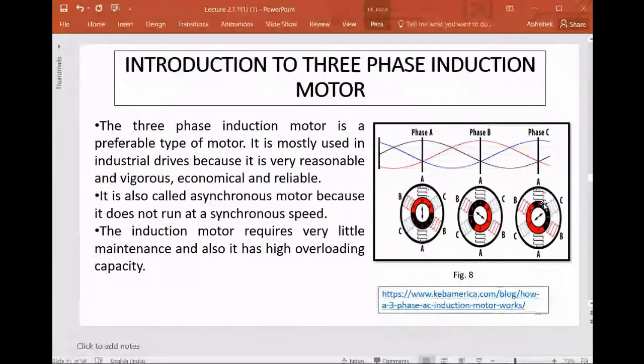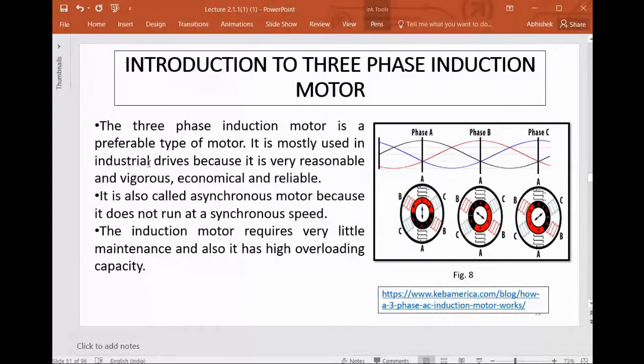This is phase 1, this is phase 2, this is phase 3. So how many windings have you connected? This is the first winding, second winding, and third winding. So the first phase is connected right here, second, third. Accordingly this phase will change, and your motor will start doing the operations. So you can see the three phase induction motor is a preferable type of motor.